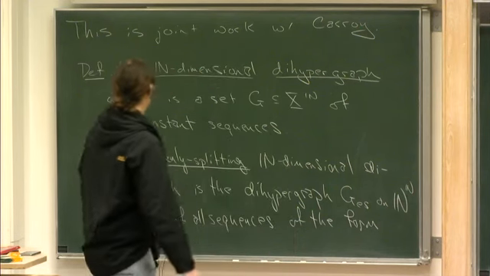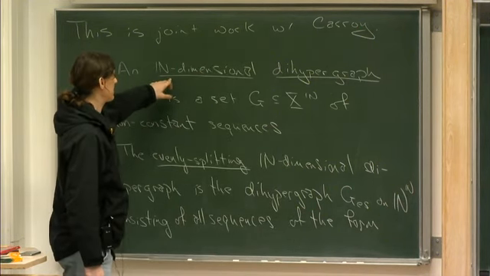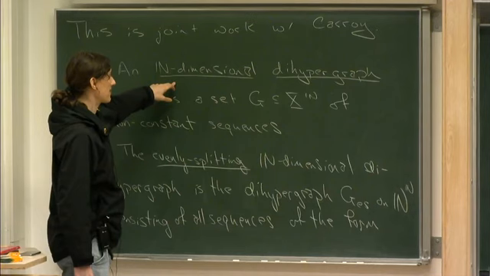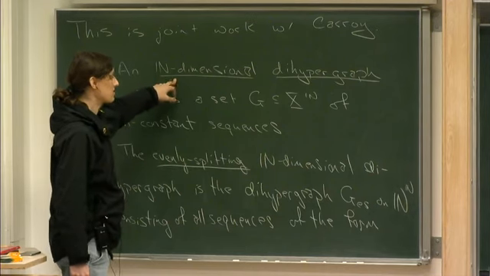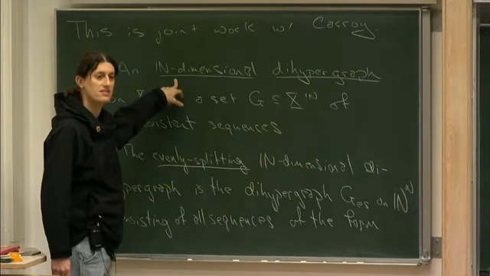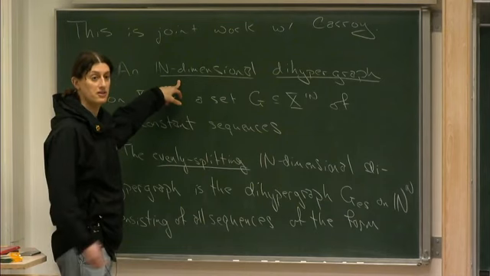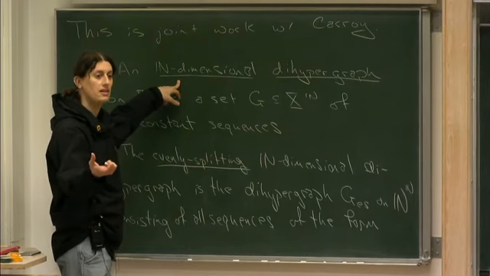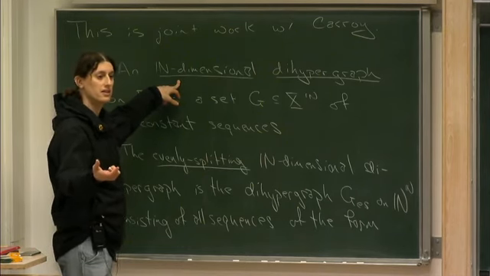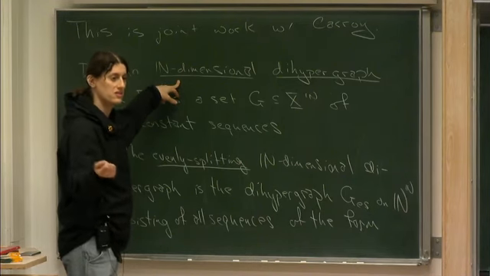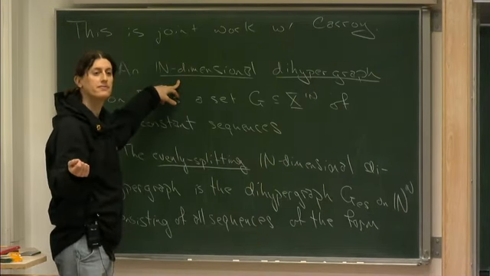Okay. Now, I don't want to write down the definitions of independent sets or colorings for these things. It's just like in the two-dimensional case. A set's independent if there are no hyperedges in the set. A coloring is a function where the preimage of each singleton is independent.